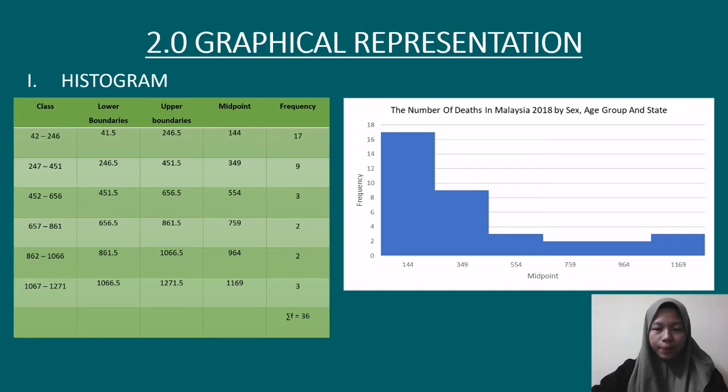Assalamualaikum and hello everyone. Today I will present the graphical representation section. For the histogram graphs, it requires size classes, lower boundaries, upper boundaries, midpoint, and frequency. For the class boundaries, the classes are formed without gaps between them. For the upper boundaries, we add 0.5 to the upper limits, whereas for the lower boundaries we subtract 0.5 from the lower limits. Midpoint is the sum of the lower and upper limits of the class divided by 2.